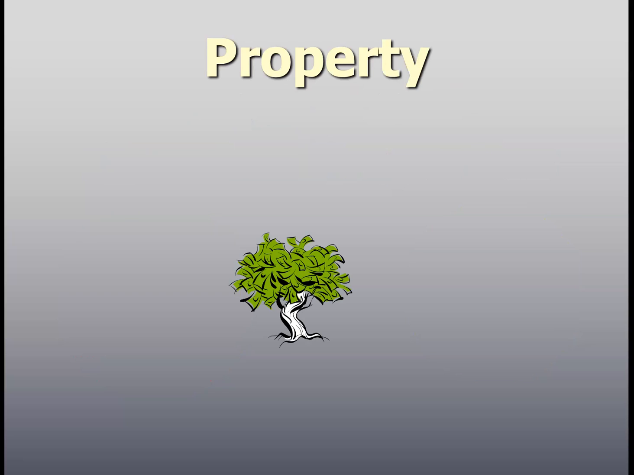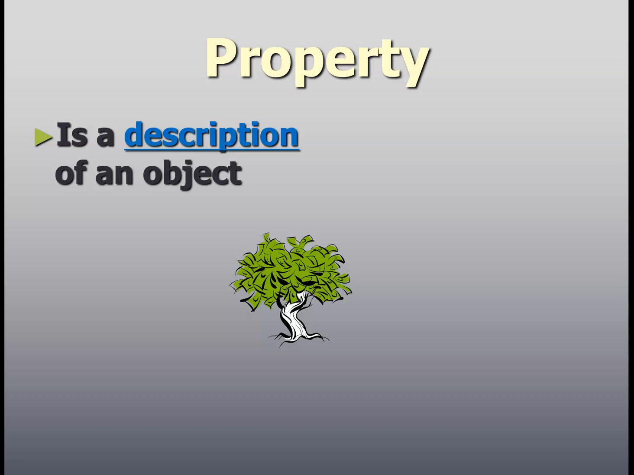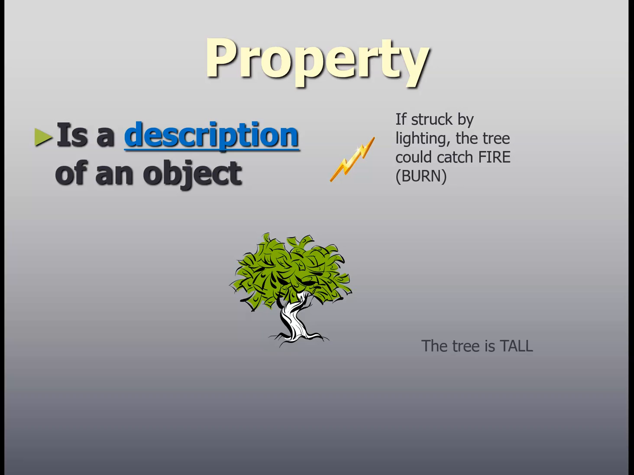What is a property? A property is a description of an object. If struck by lightning, the tree could catch on fire or burn. The tree is tall. The tree is green. All of these are properties that describe the tree. Okay, so we're looking at things that are describing the tree.